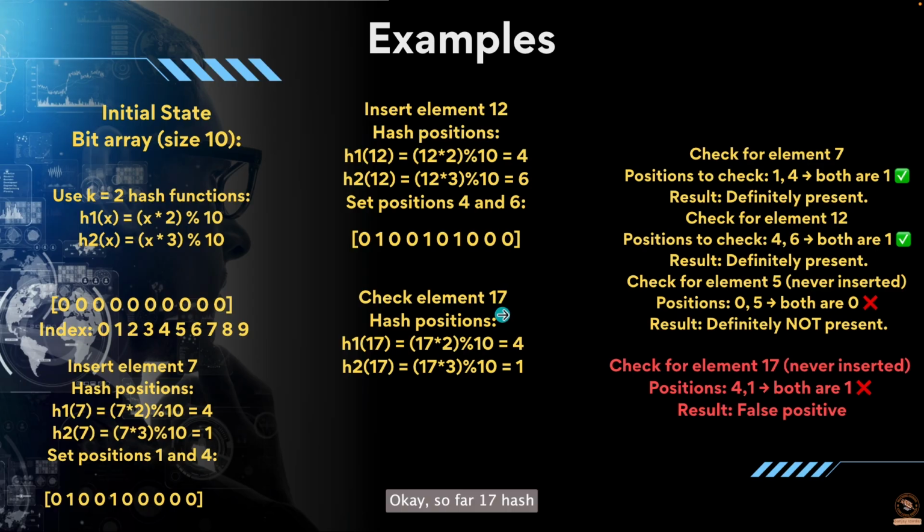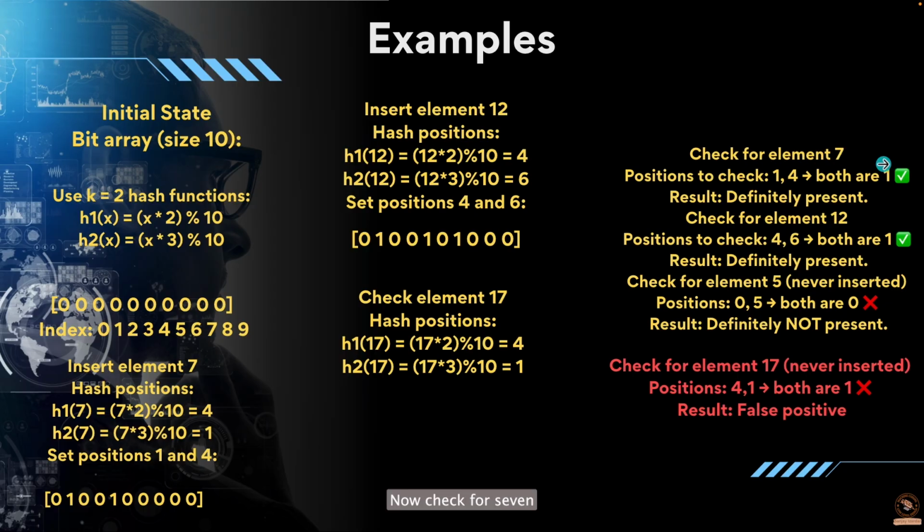Now we will check for 17. For 17, the hash functions return 4 and 1. The fourth bit is already set and the first bit is already set. So this reports 17 as present in our Bloom filter, but that is not true because we have inserted only 7 and 12. So this is a false positive case.